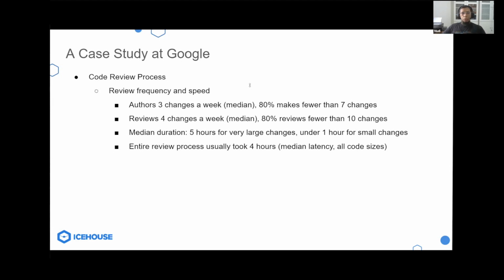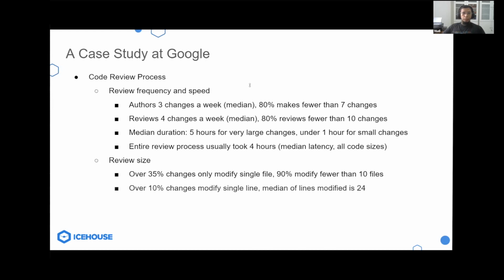And so what about the size of the review itself? Well, in terms of review size, it mostly happens in small chunks. Over 35% of code submitted for review modifies only a single file, and about 90% modify fewer than 10 files. Over 10% of changes modify a single line, with a median of 24 lines modified. So a maximum for a code review is perhaps 240 lines. That's a maximum.